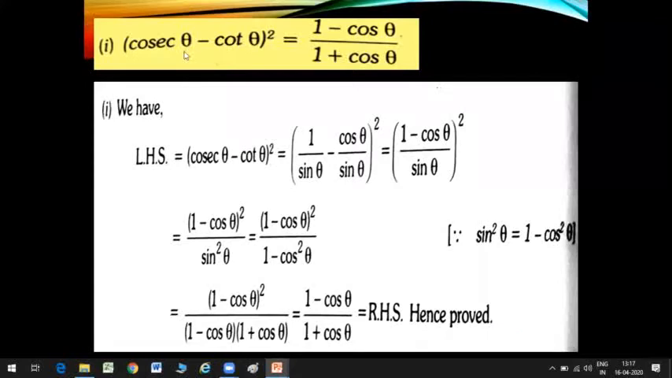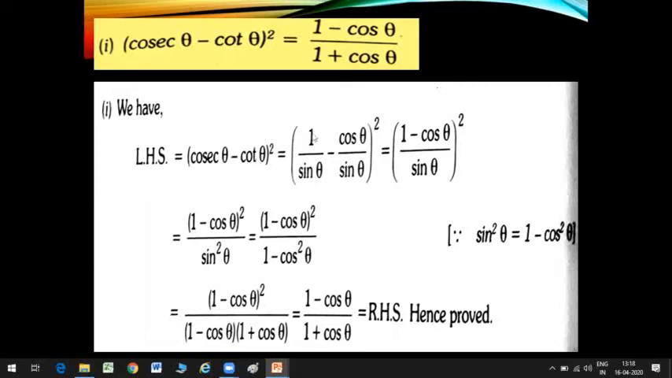First part, prove that (cosecant theta minus cot theta) whole square is equal to (1 minus cos theta) divided by (1 plus cos theta). Left hand side we are going to consider now. Left hand side is (cosecant theta minus cot theta) whole square.